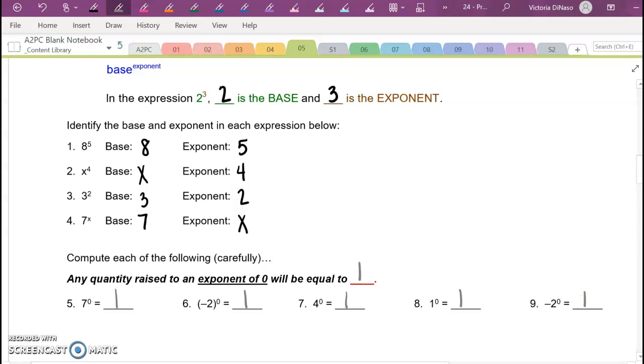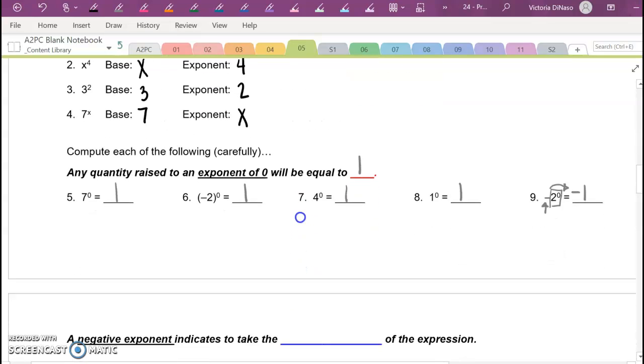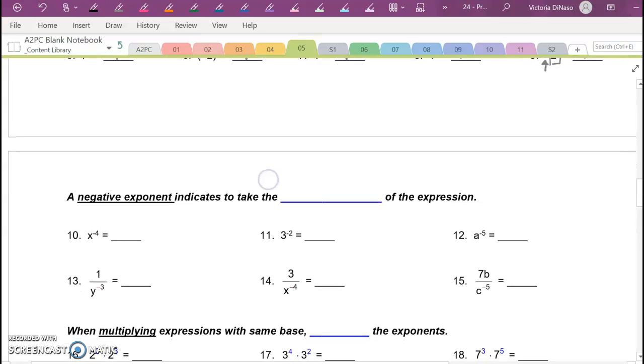Now, in number 9, because there's this negative sign out in front, you also have to apply that negative sign into this problem. So it's actually negative 1 because what it's doing is taking 2 to the power of 0, which is 1, and then we're applying that negative sign. So the answer is actually negative 1. That's our first rule. The next rule is when we have negative exponents.